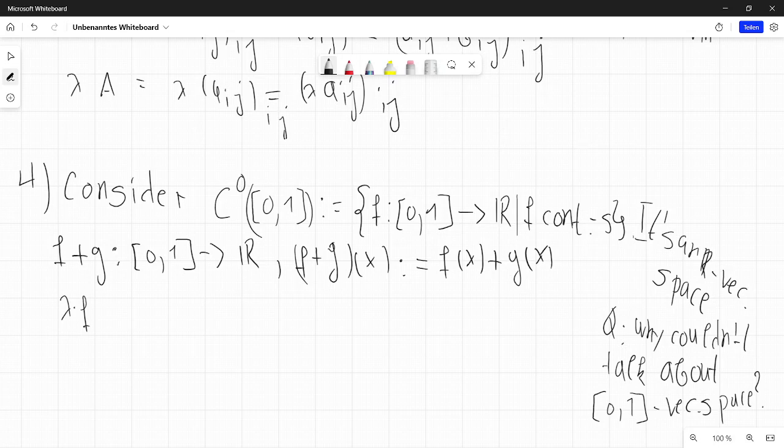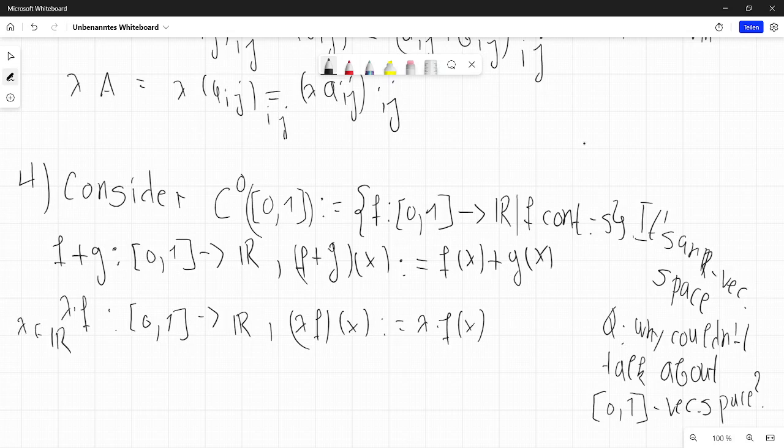Right. All right. That's just a function again from [0,1] to R, and you just have lambda multiplied by f, evaluated at x, and that's of course lambda multiplied by f of x. So again, lambda is just in R. And you can think of an amusing thing which I'd like you to think about because it's really amusing.